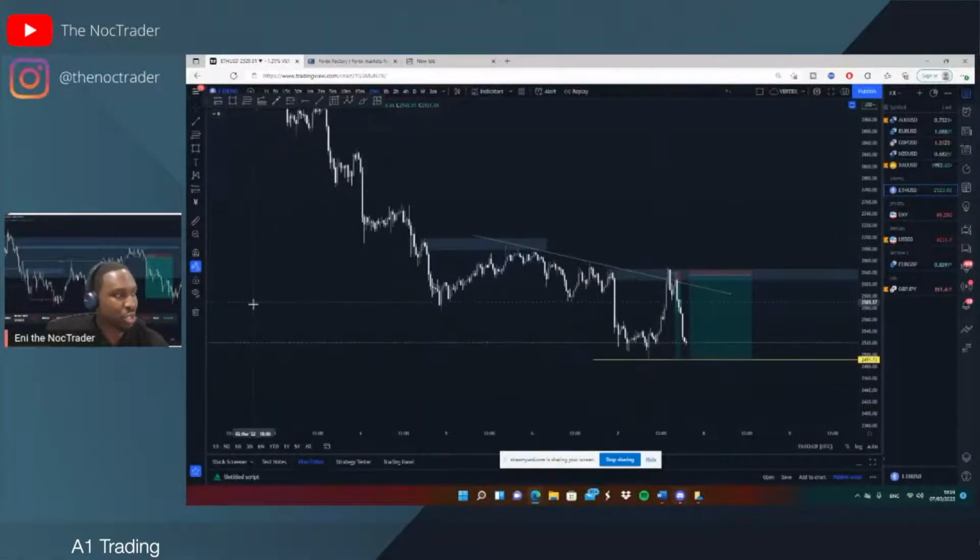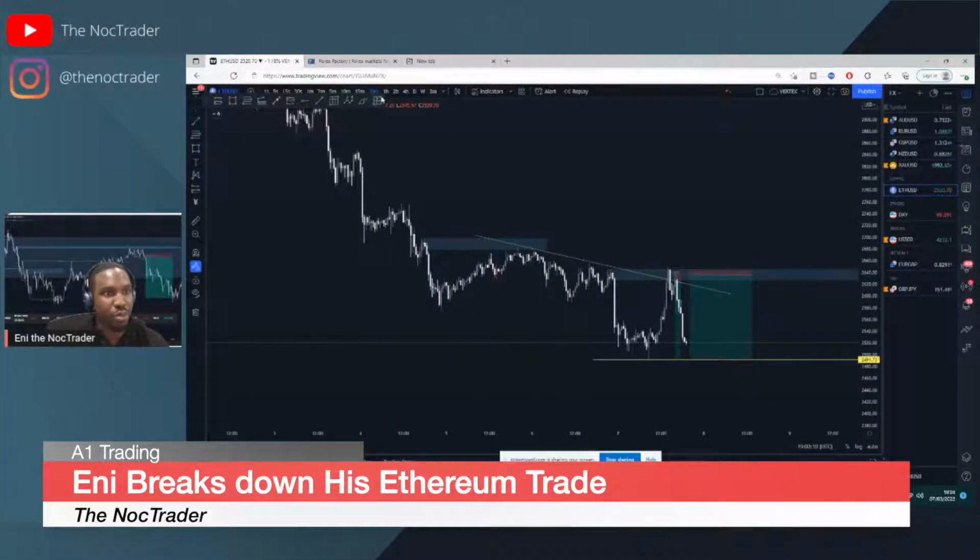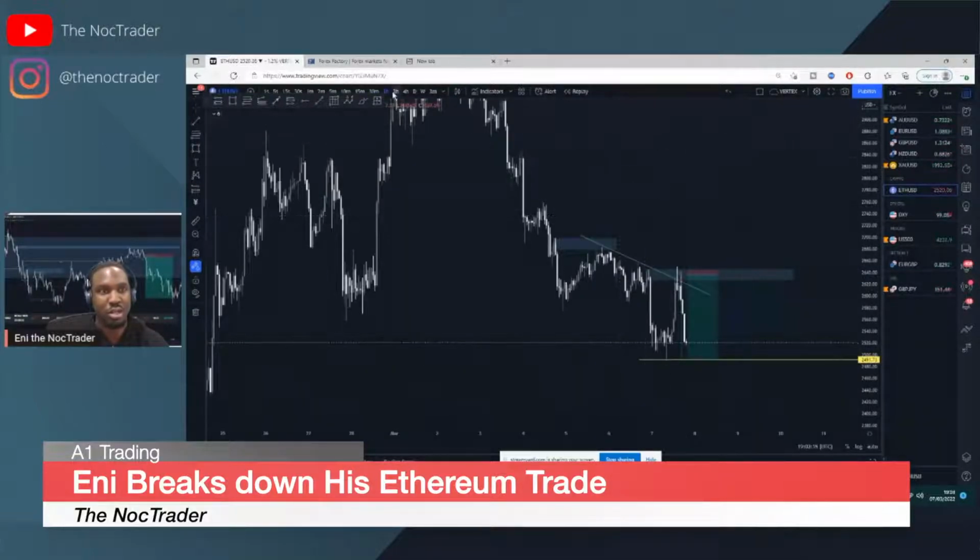Ethereum. I took a short on Ethereum. Now, why did I take a short on Ethereum? Well, I'll tell you why. So if you look at the 1 hour chart, actually, let's go to the higher time frame.